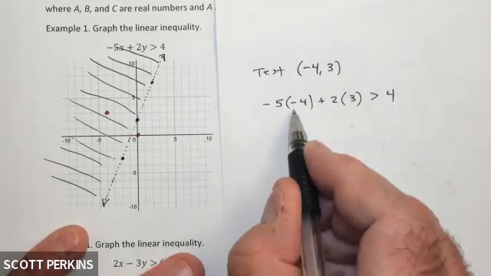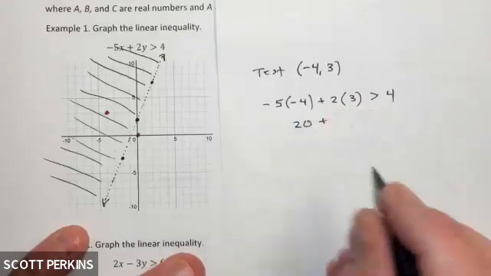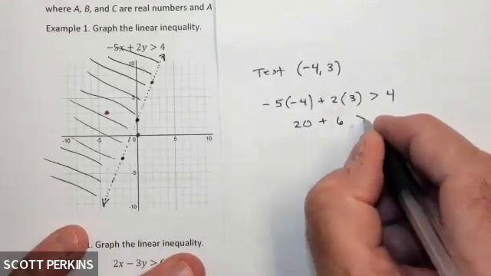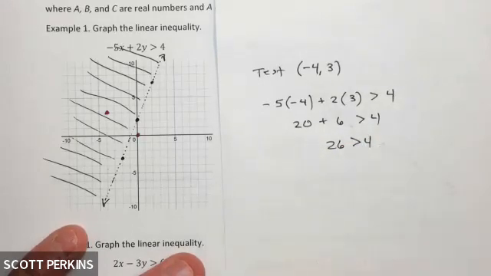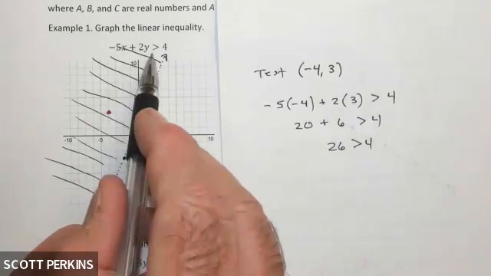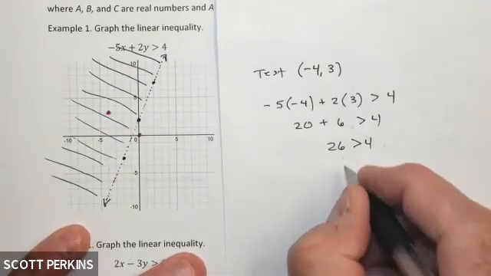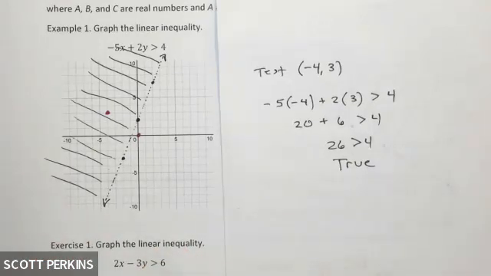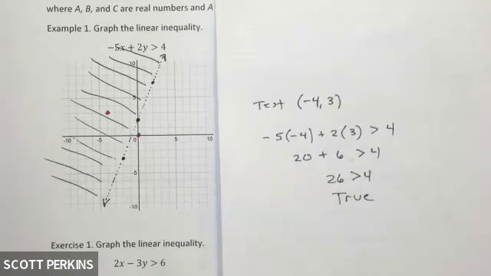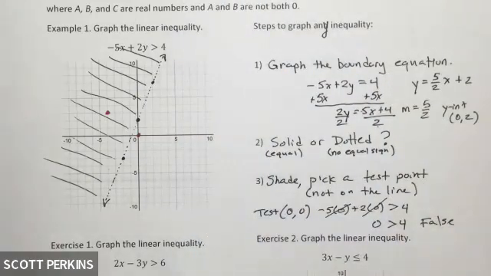Well, -5 times -4 is 20. 2 times 3 is 6. And 20 and 6 is 26. Is that a true statement? When I plug in -4, 3, do I get a value that is bigger than 4? Yes, clearly. That's how we make that distinction. Is that helpful? Is that a little better? All right, well, you're going to do a couple. So if it doesn't come into your brain, we'll see.